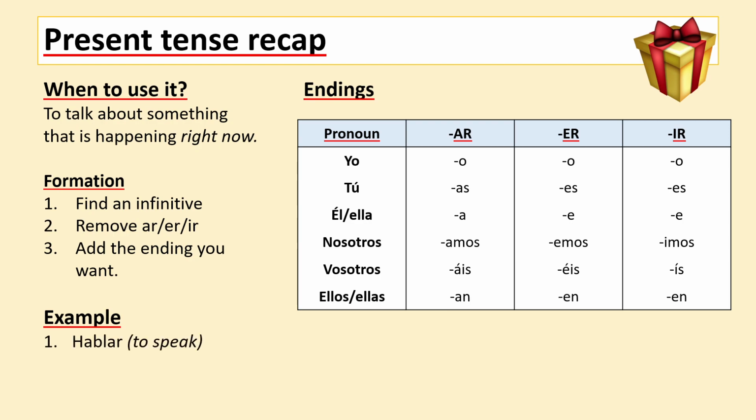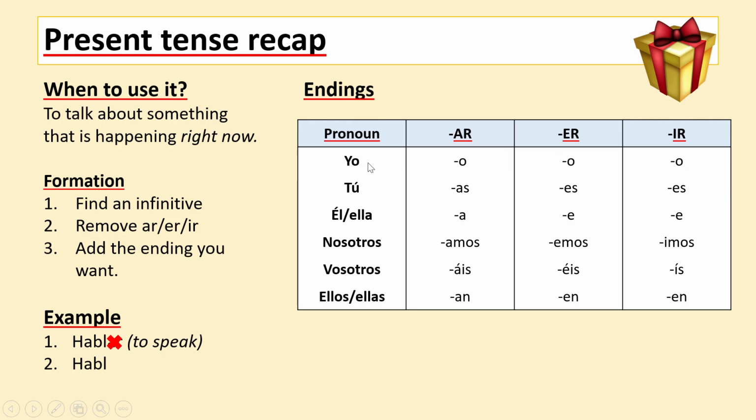We have the infinitive hablar, which means to speak. I want to say I speak. So, step 1, I have found my infinitive. Step 2, I'm going to remove the AR, so I have habl. I want to say I speak, so I need to go to my table and decide on which pronoun means I. Because it's the first person, it's always going to be the first line.